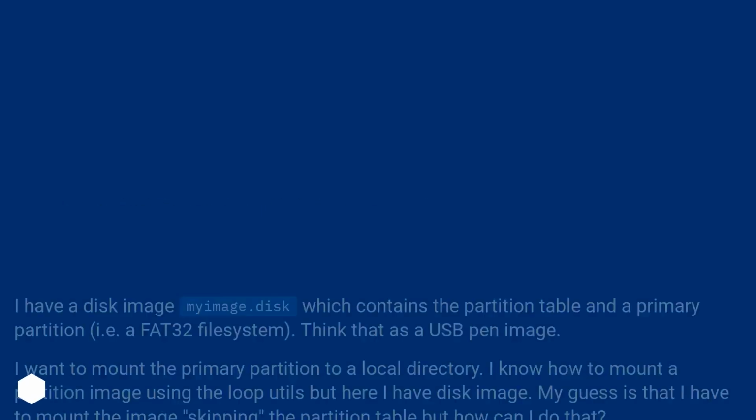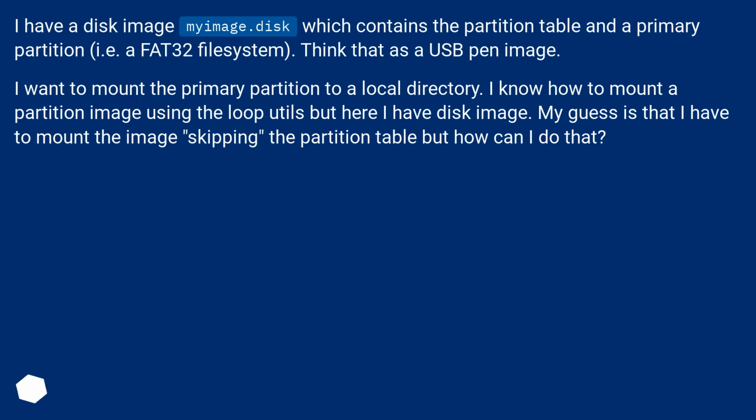How can I mount a disk image? I have a disk image, myimage.disk, which contains a partition table and a primary partition, i.e. a FAT32 file system. Think of that as a USB pen image. I want to mount the primary partition to a local directory.